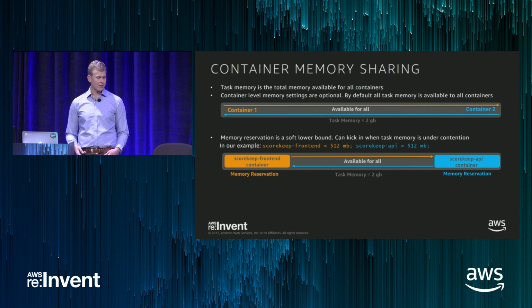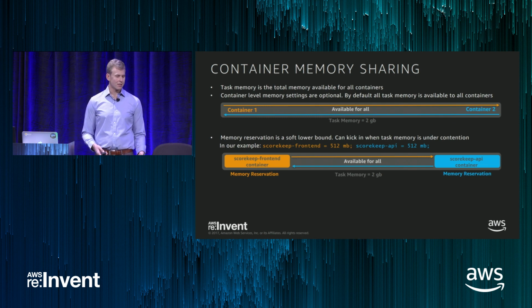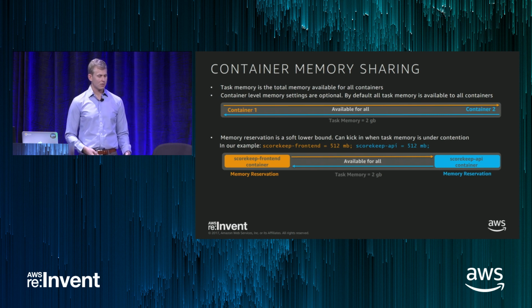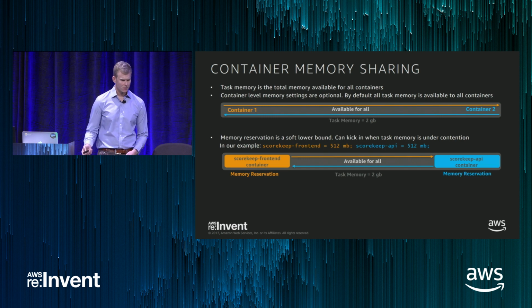And so in this example here, if the SCOREKEEP API container were using up a large amount of memory and memory were to be full at the task level, the kernel would prompt the memory allocator to look at opportunities to bring the SCOREKEEP API container back down to a respectable level.